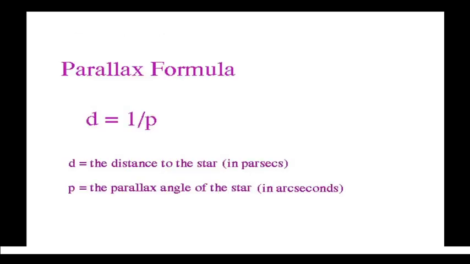So the parallax formula is given by D is equal to 1 by P, where D is the distance to the star in parsecs and P is the parallax angle of the star in arc seconds.